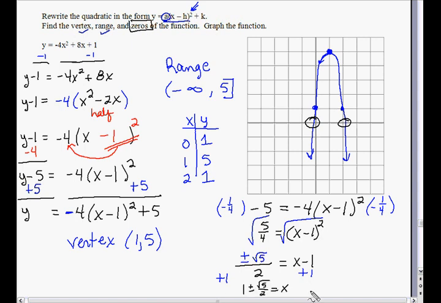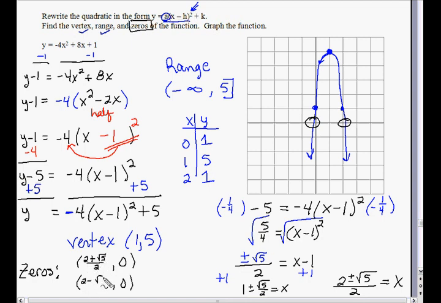1 plus or minus the square root of 5 over 2, or we could write 2 plus or minus the square root of 5 all over 2 is equal to x, which makes it our zeros. It says that our y value, remember we let y be 0, so when they ask you for zeros, they're asking you where it's crossing the x-axis, the y value is 0. We have 2 plus the square root of 5 all over 2, and we have 2 minus the square root of 5 all over 2. And if you want to write it as a 1 plus and minus this fraction, that would be fine.